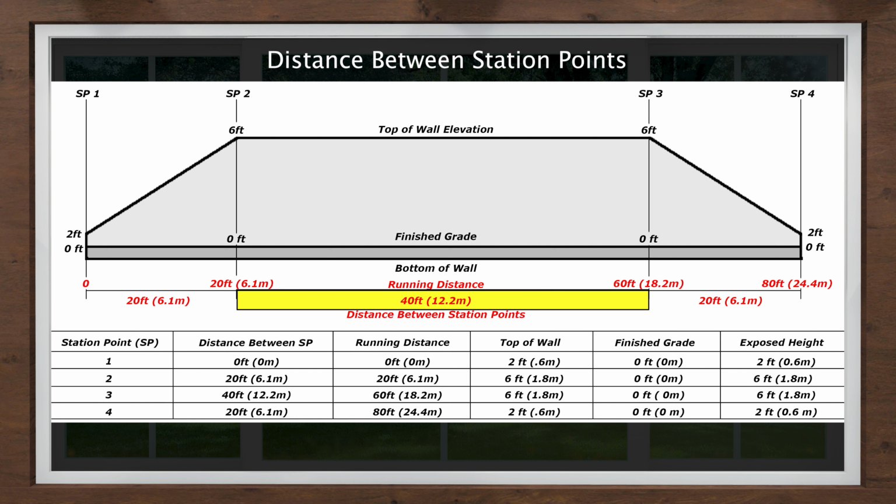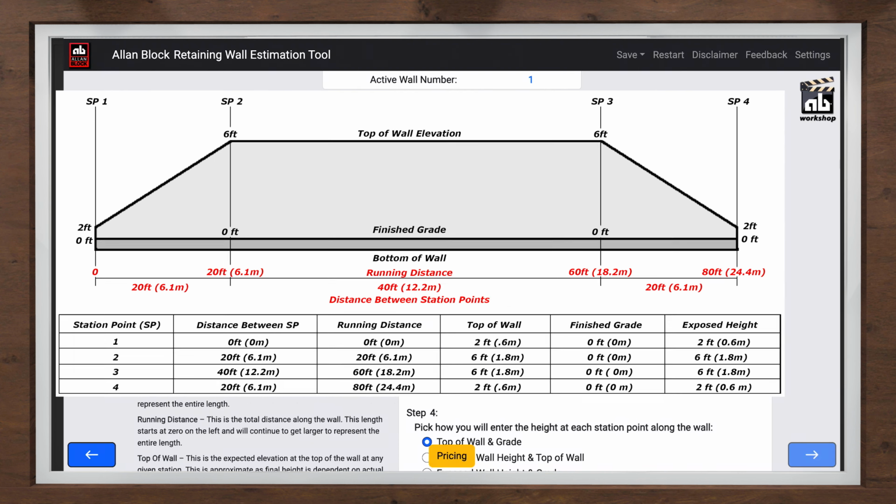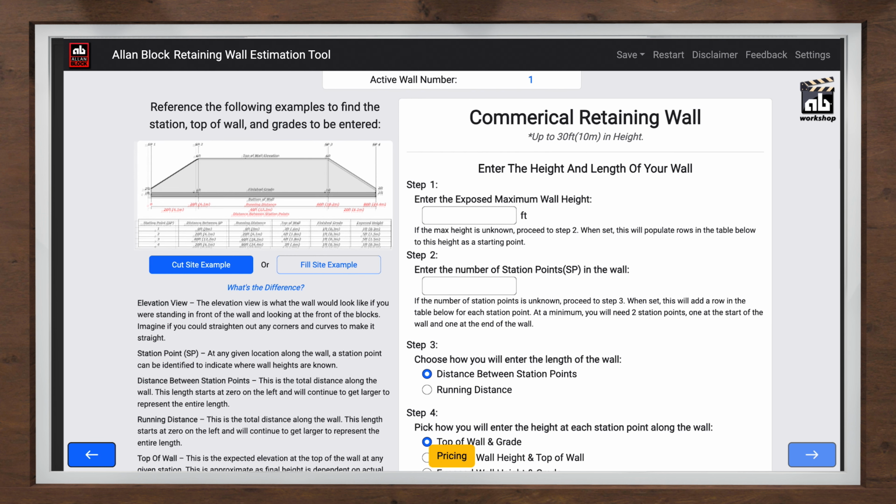Distance between station points is often used when the measurement between your station points is known. Running distance is similar, but it starts at 0 at the left side of your elevation view and will represent the entire length of the wall. Top of wall elevation is the expected elevation or final height of your wall. Finished grade represents the ground level at the base of the wall, where the bottom of the wall is the true bottom since it includes the buried block below your grade line and represents where the first block will be installed.